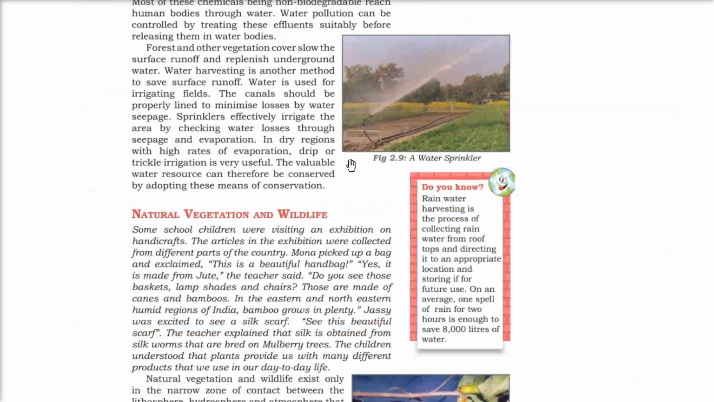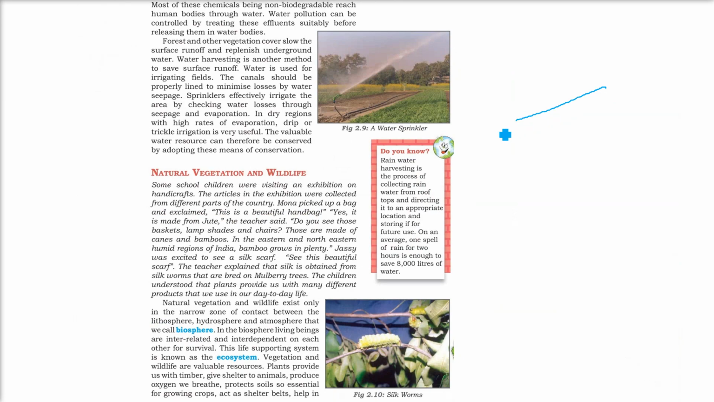But if you see, if there are trees here, what will happen? Water will slow down because of the trees, and then water will seep inside and will give a rich amount of underground water. Water harvesting is also a method in order to save the surface runoff.